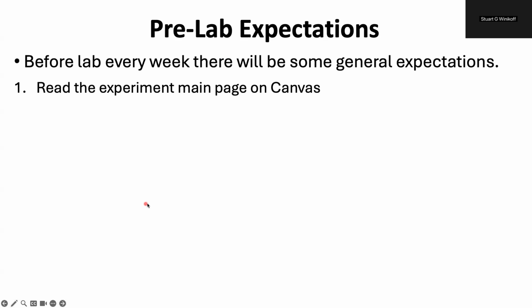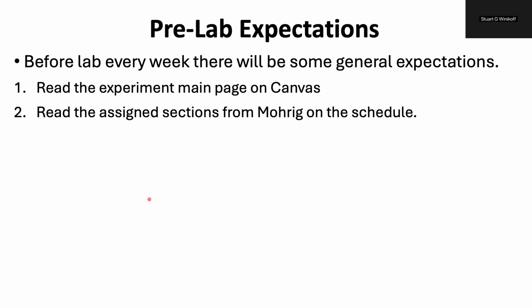All right, so I want to go ahead and walk through what the course expectations are, by what I expect you to do before lab every week, during lab every week, and after lab every week. One of the big things is every week I'm going to expect you to read the experiment page on Canvas. There is going to be a main page which should list everything that you have to do any given week. This will start with the sections of MORIG that you should be aware of before that week.